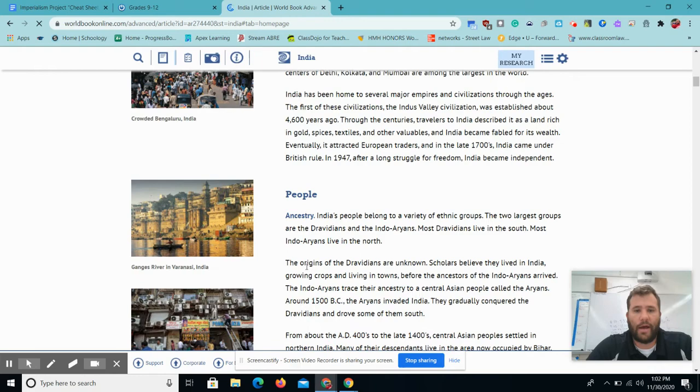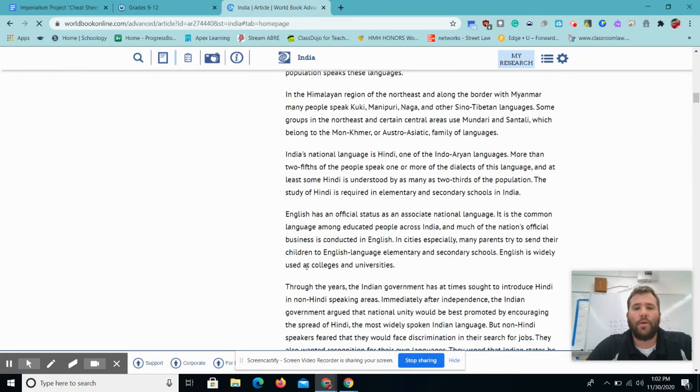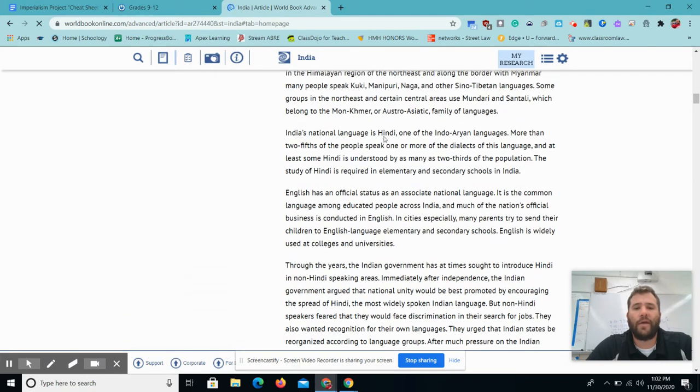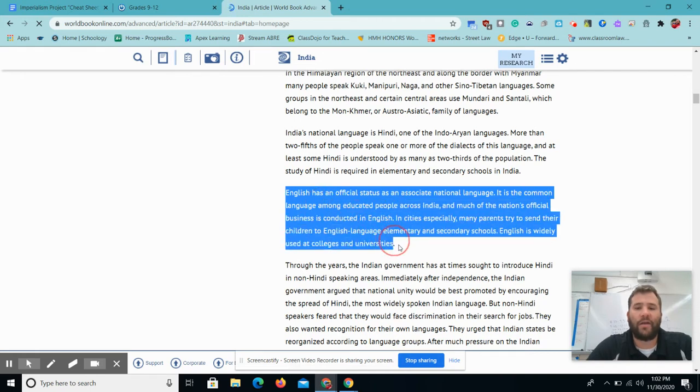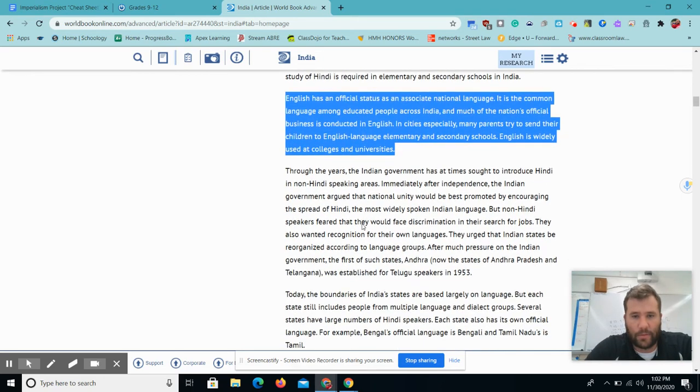All right, so I scroll down to the part on people, and I'm going to look at language. India's national language is Hindi. However, here's a legacy of imperialism. English has official status as associate national language. It is the common language among educated people across India, and much of the nation's official business is conducted in English. Why? Well, because it was an English colony for almost 200 years, right? So that's a legacy of it.